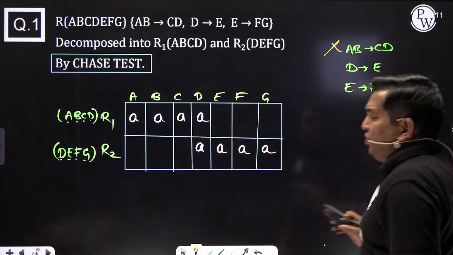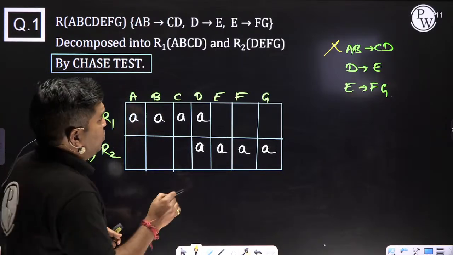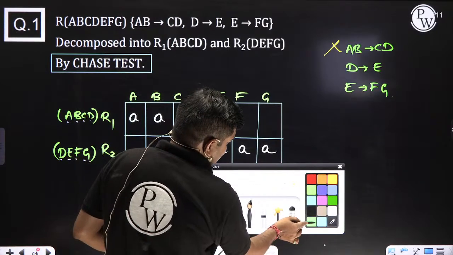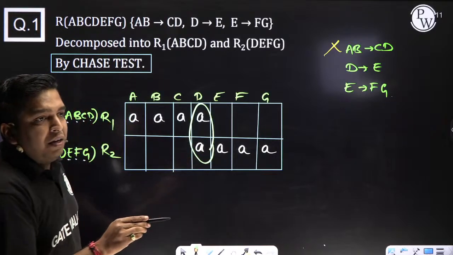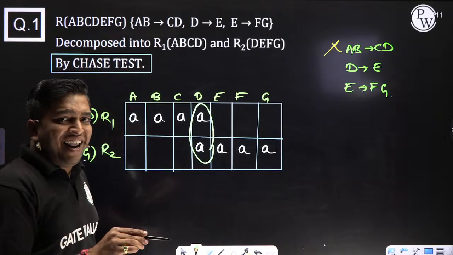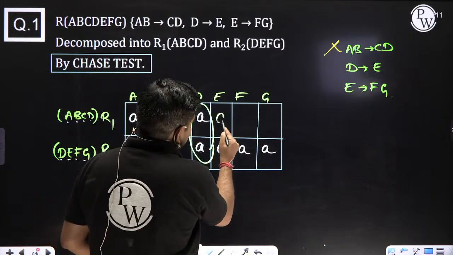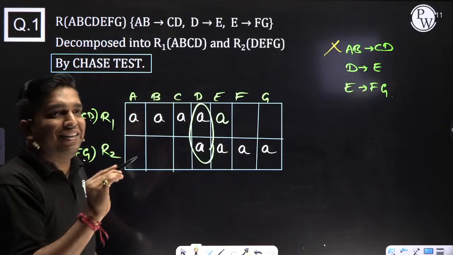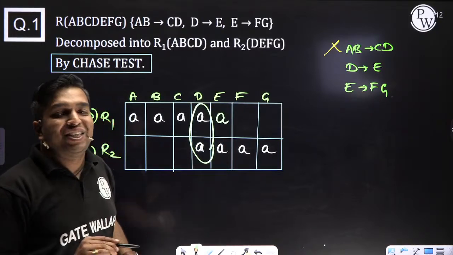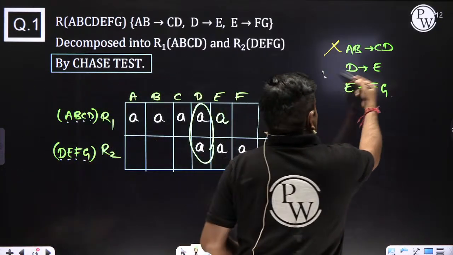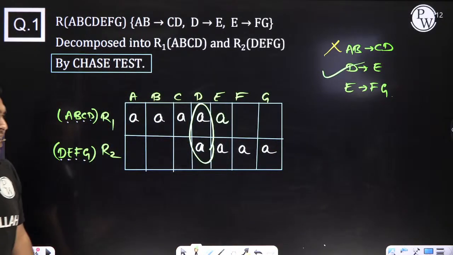Can we apply D tends to E? Now you can see, D tends to E. Here D values are the same. Then what do we do? We are getting E, because here you are getting A and here you also get A. D tends to E, fill it, my dear. Let me know fast.